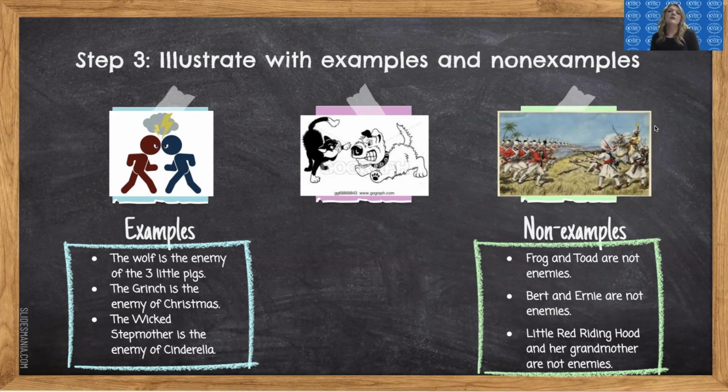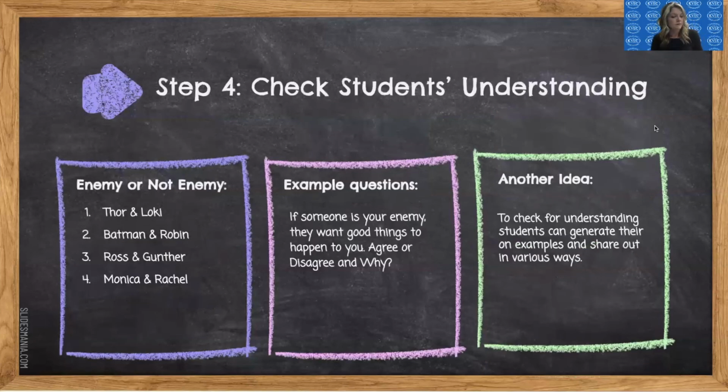Then you want to give them non-examples. So for example, Frog and Toad are not enemies. And again, if they're not familiar with that story, don't use that one. Bert and Ernie are not enemies. Little Red Riding Hood and her grandmother are not enemies. So you're giving them examples of what enemies are and what enemies are not.